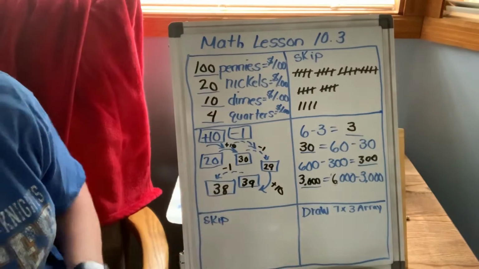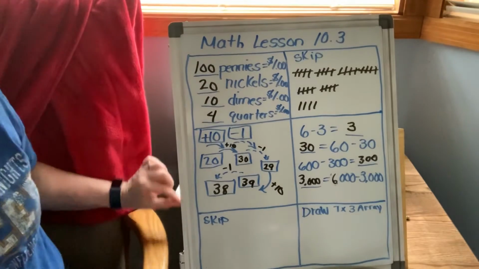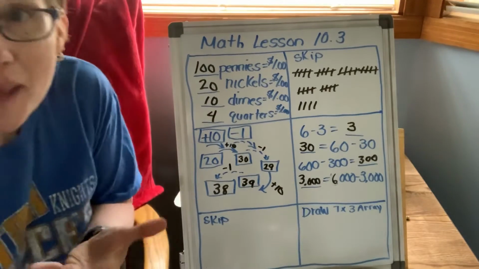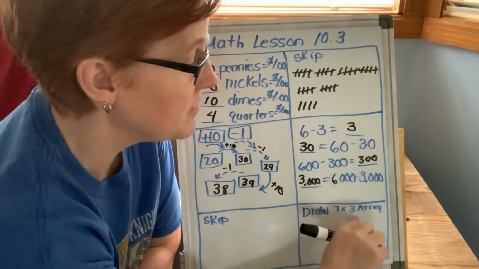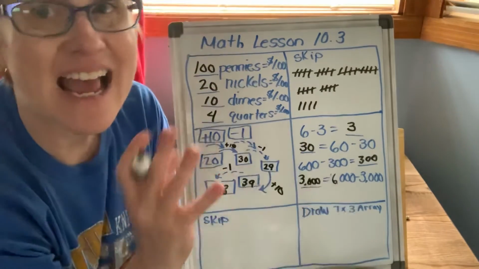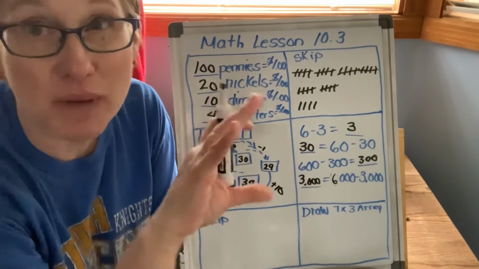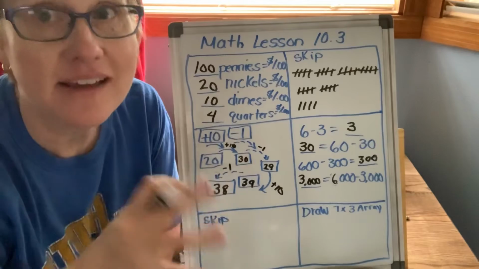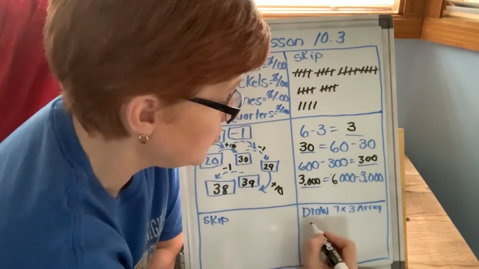You're going to skip number 5, and then number 6 wants you to draw an array. I believe your array is an 8x4. I'm going to do a 7x3 just to remind you. So it means you are going to have 7 rows with 3 in each row. And is it okay if you did 3 rows with 7 in each row? Of course, because we know with multiplication you can go either way with it. But I'm going to do 7 rows with 3 in each row.